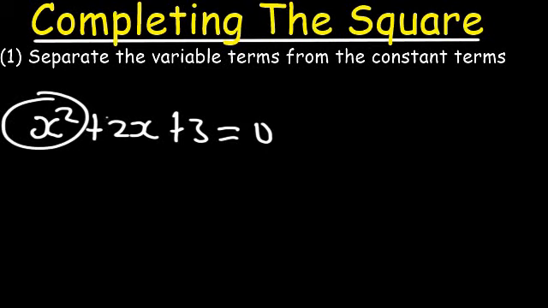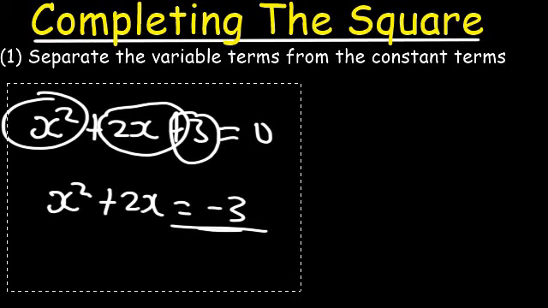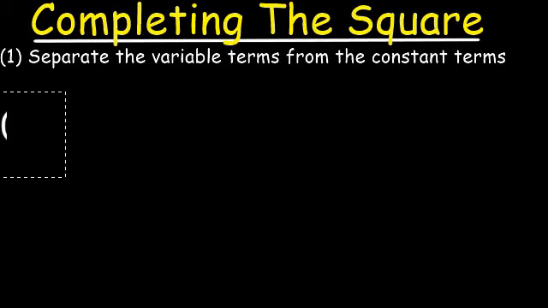This is a variable term. This is also a variable term. But for this plus 3, it turns out to be a constant term. It is not associated with any letters. So you have to separate it, by just saying that x squared plus 2x equals minus 3. So you have passed the first step. Now, what are you going to do next? Once you separate the variable terms from the constant term, here is the next thing you need to do.